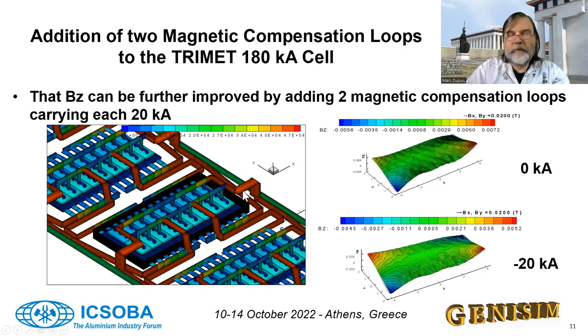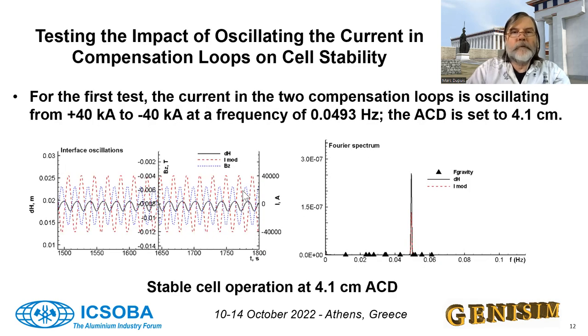But now here we want to test dynamic compensation. So initially, in the first three tests, I will not, on average, bring any current. It will oscillate between positive and negative, so it will be on average zero compensation. The first one is from plus and minus 40 kiloamps in those compensation loops, at this frequency of 0.049, with an ACD of 4.1.